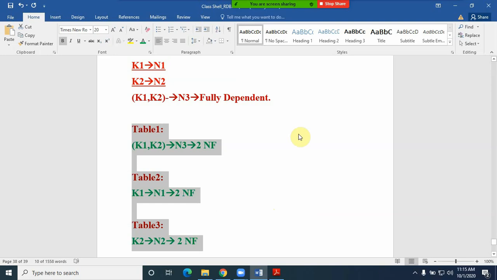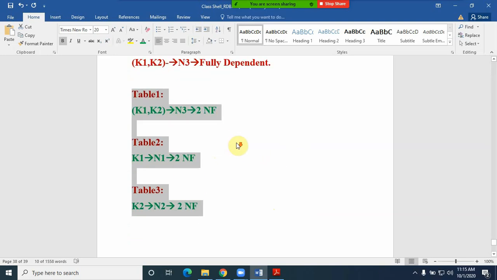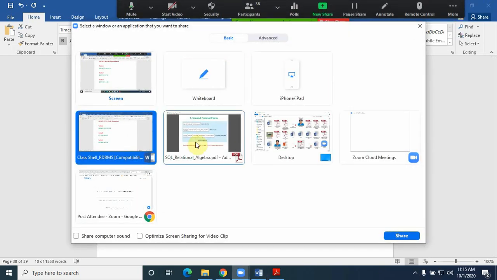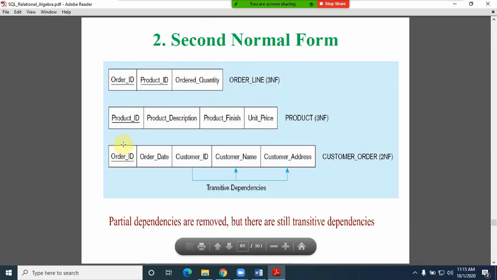So anyhow k1 k2 determines n3, it is automatically in the second normal form, and what we are doing is just based on the splitting of the partial dependency. Rather than observing k1 k2 related to n1, it is always better to split that into k1 determines n1, which obviously is in the second normal form, and k2 determines n2, which is in the second normal form. So this is the way we have observed with respect to this table friends. Now you can get the clarity.